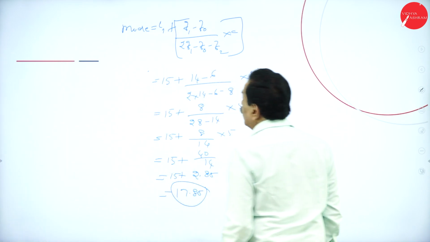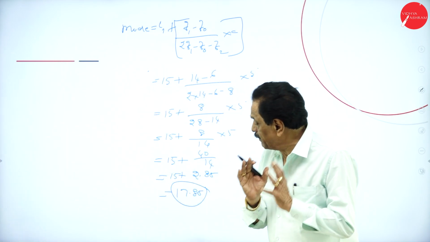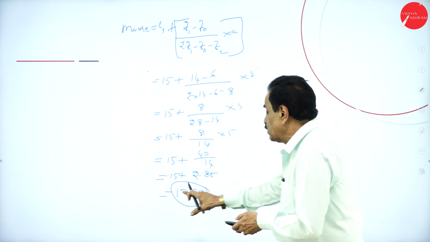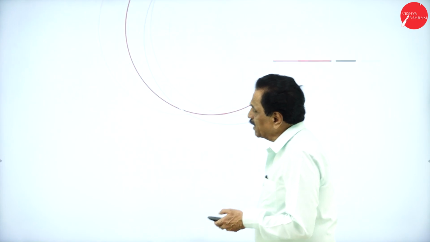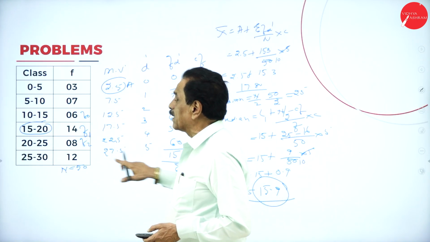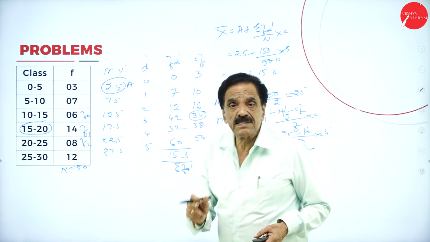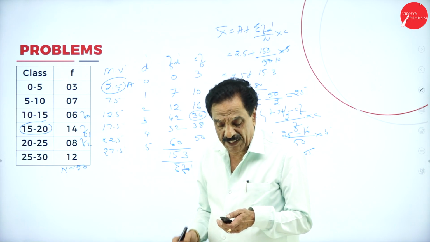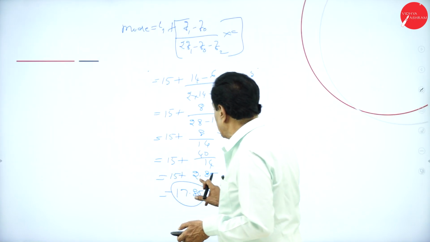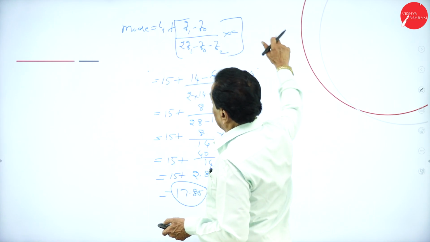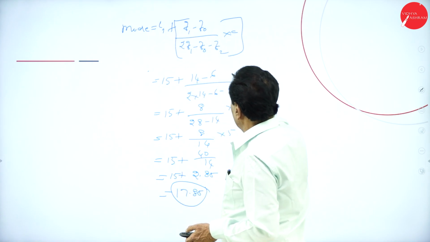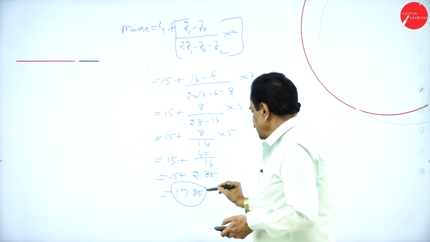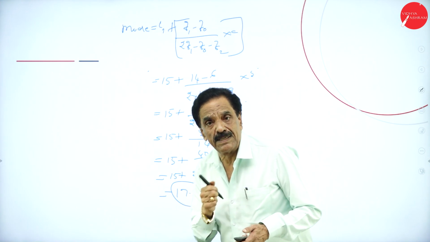How to find out the mode? Mode lies in the highest frequency. What's your answer? 17.85. See that the mode lies in the modal class 15 to 20. Your answer should come between 15 and 20. Your answer is 17.85, perfectly right. So mode lies in the highest frequency. F1 is 14, behind is 6, next is 8. Simplify. I simplify. Your answer is 17.85.